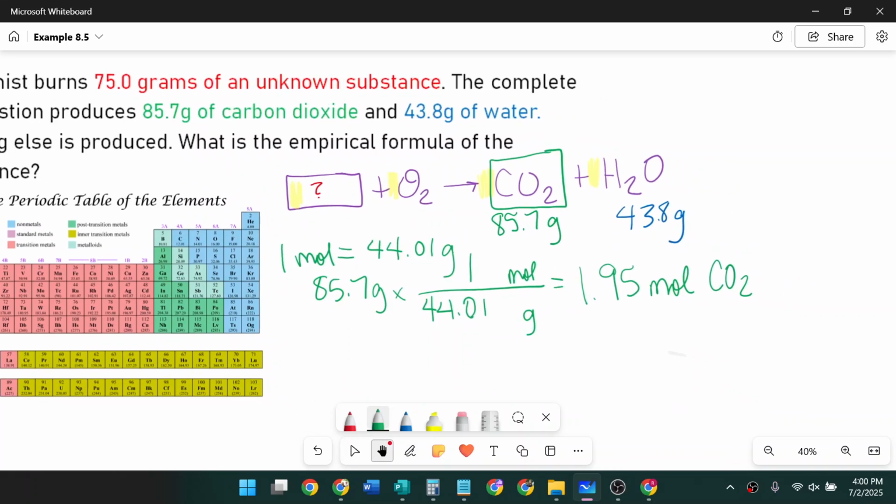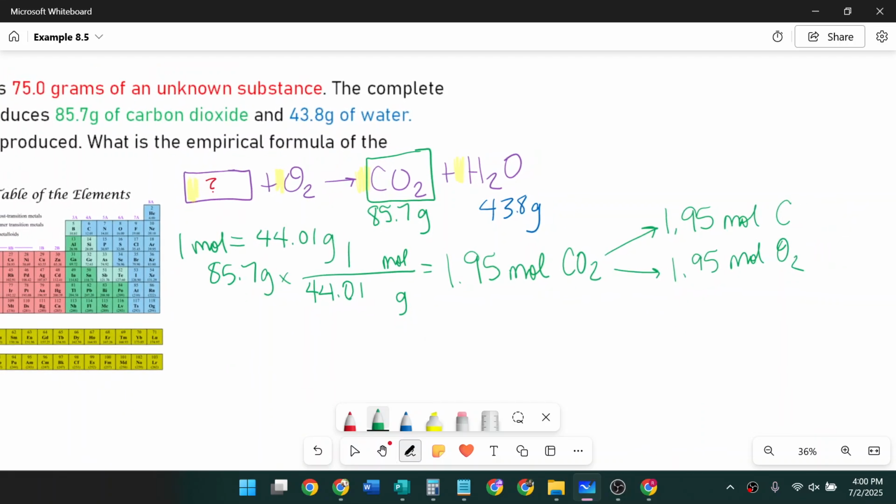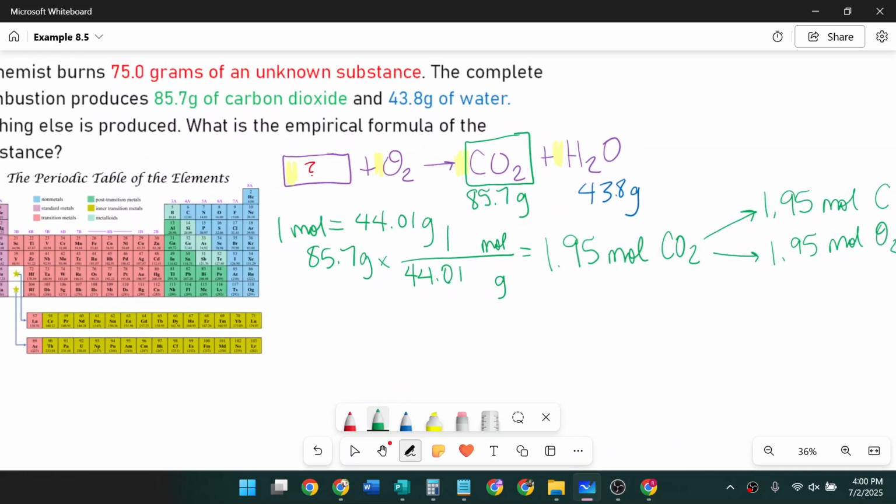Because moles are just a way of counting things, that means we have 1.95 moles of carbon, and we also have 1.95 moles of O2. And this is the important one, the carbon one, and we'll come back to that in a minute. All right, so let's go on to the oxygen one, I mean, not the oxygen, the water. So now we're going to deal with water.